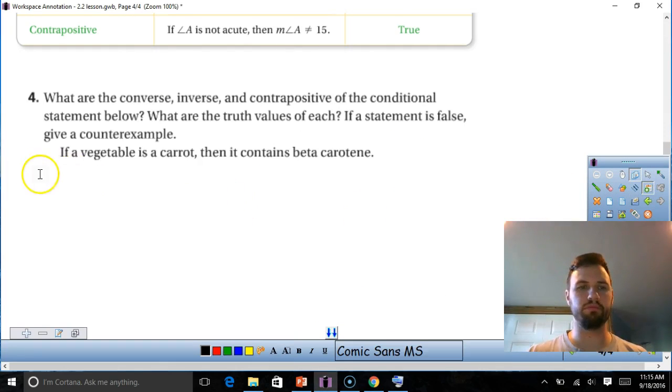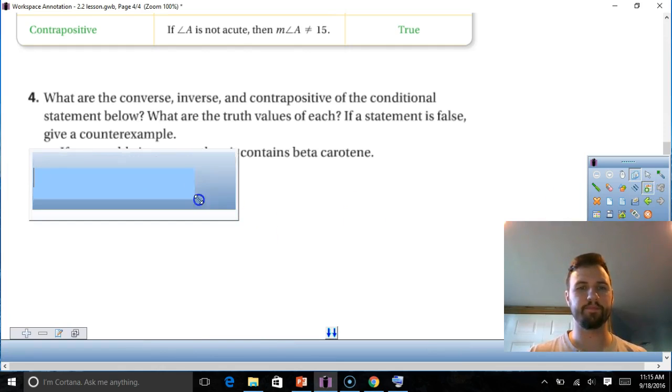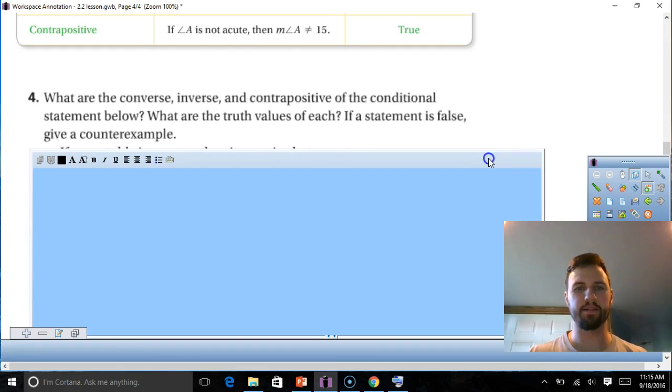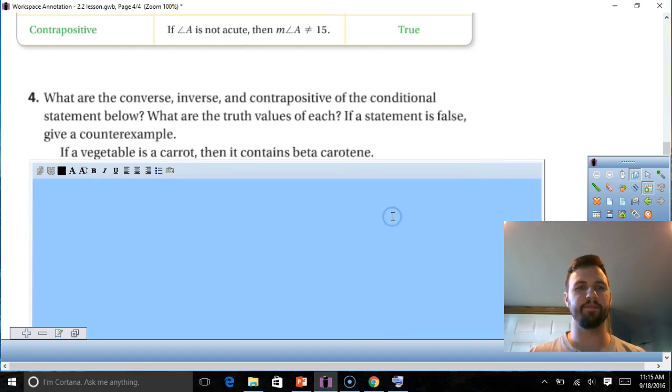I'm going to type this in. Big box. Big box things on.